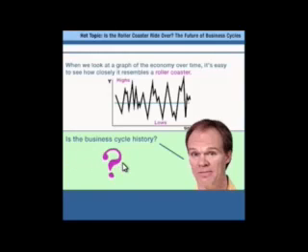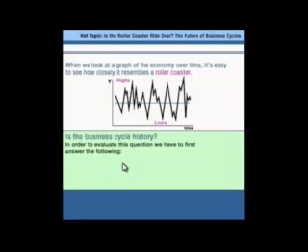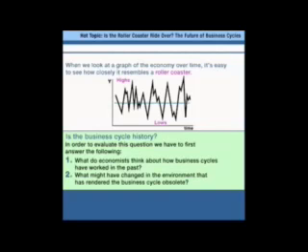In order to evaluate this claim, we need to understand two things. First, what do economists think about the way business cycles have worked in the past? And next, what may have changed in the environment that's rendered the business cycle obsolete? Let's think first about the way business cycles have worked in the past.